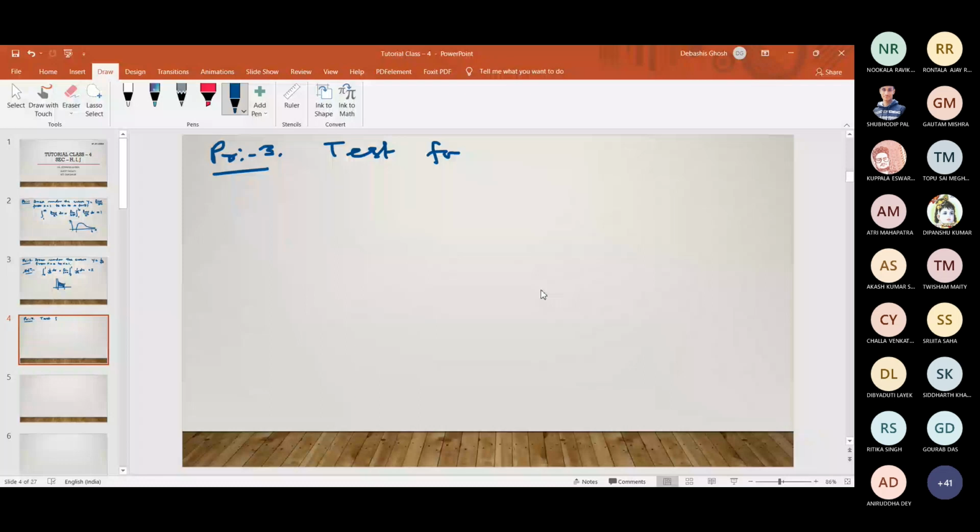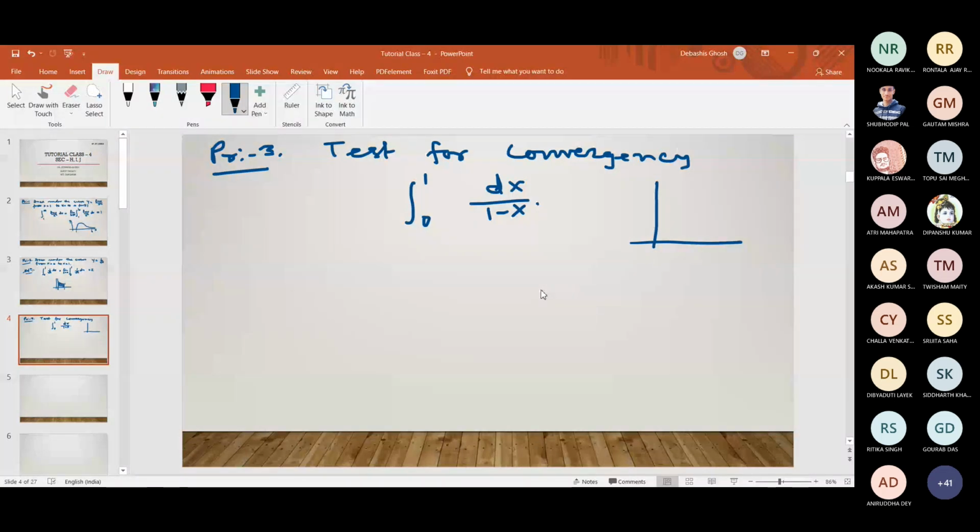Let's see, integration 0 to 1 dx by 1 minus x. If you take that integration in this case, this graph is for the point x equals to 0, it is finite, and that gives you 1. X equals to 0 gives you 1. And if you are taking the value between 0 and 1, it comes to something like that.